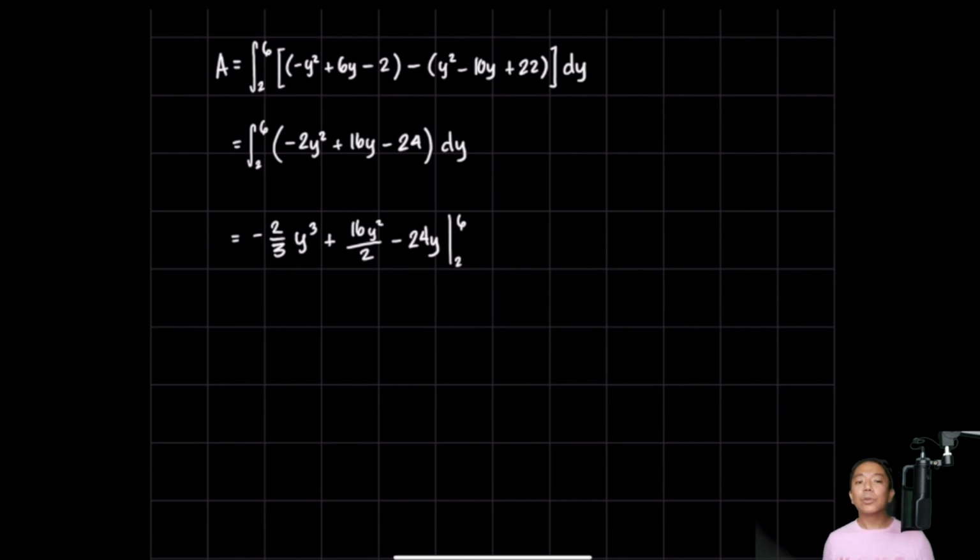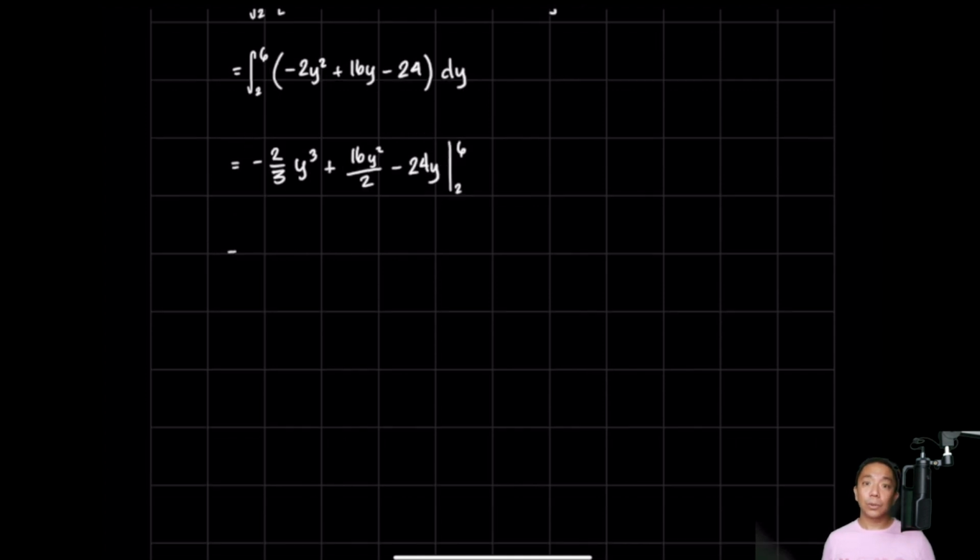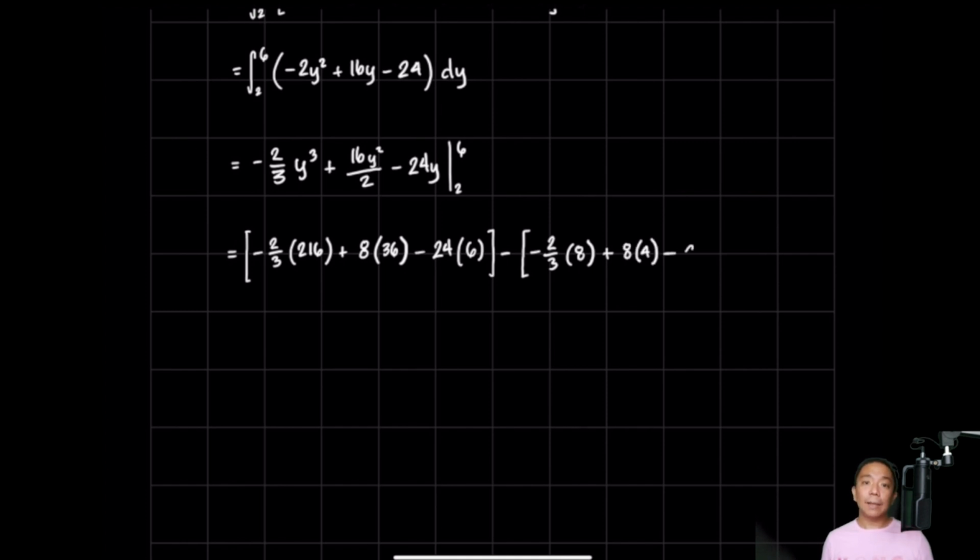We'll have negative 2/3 y cubed plus 16 over 2, simplify na natin yan sa next step to 8, 16 over 2 y squared minus 24y evaluated from 2 to 6. So substituting yung limits of integration for our first group, we'll have negative 2/3 times 6 cubed, which is 216, plus 8 times 6 squared, which is 36, minus 24 times 6. Minus the quantity, evaluate naman natin sa 2, we'll have negative 2/3 times 2 cubed or 8, plus 8 times 2 squared, which is 4, minus 24 times 2.